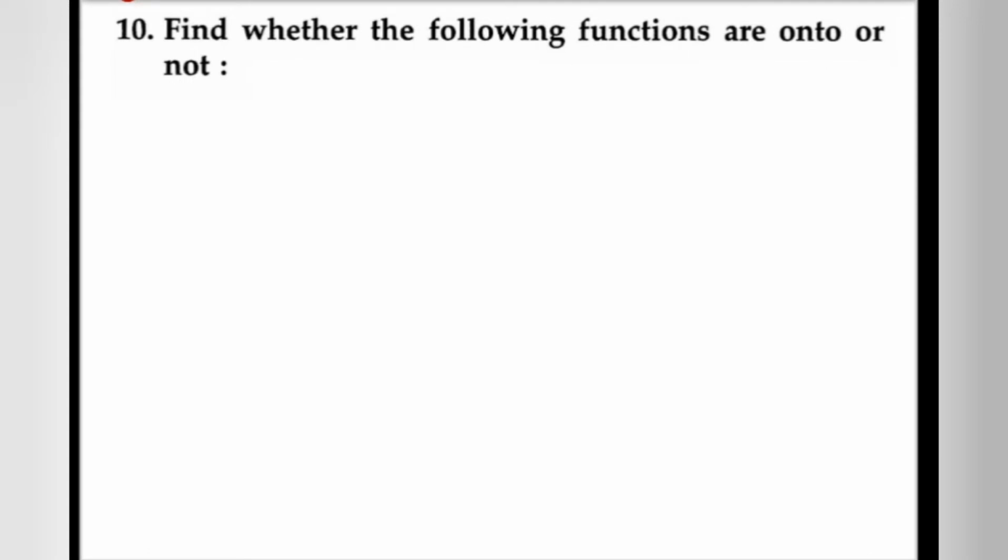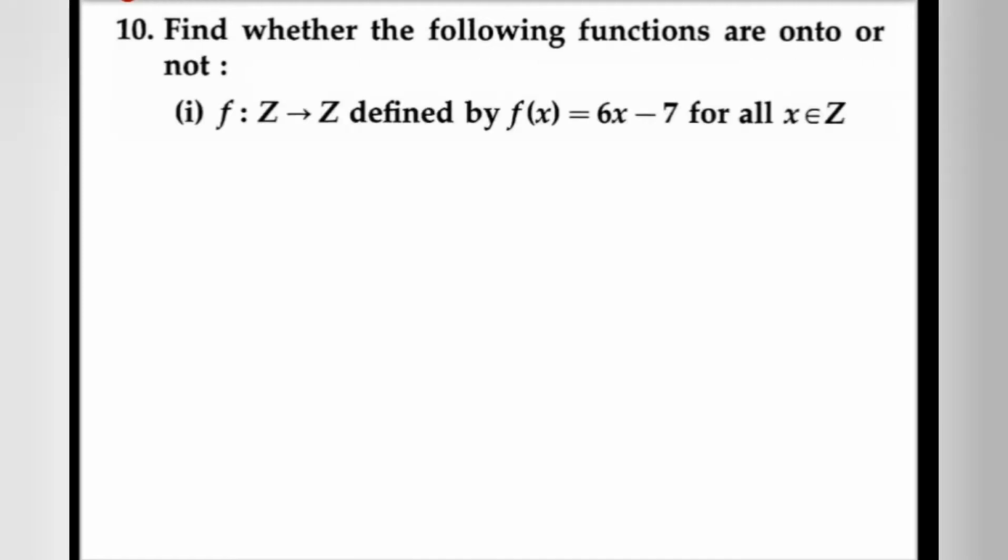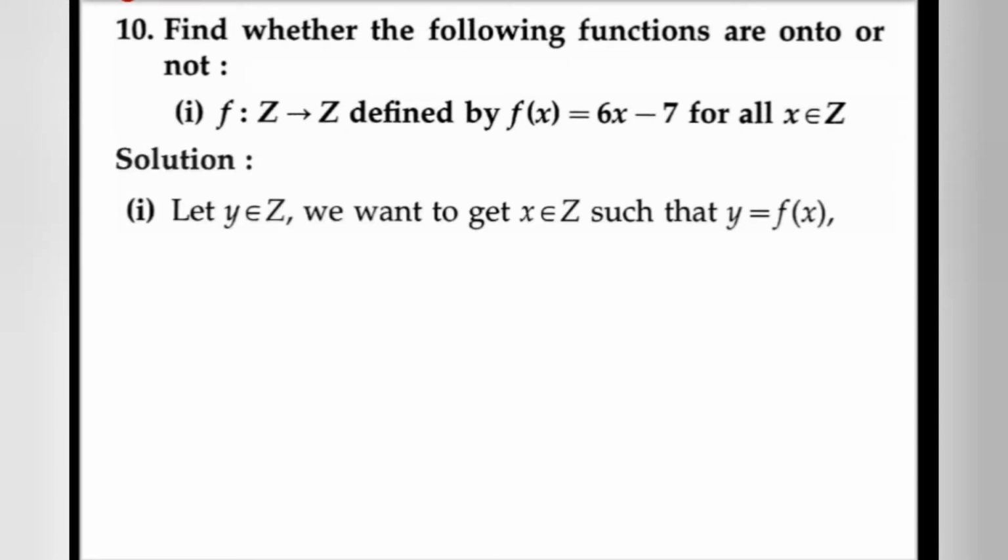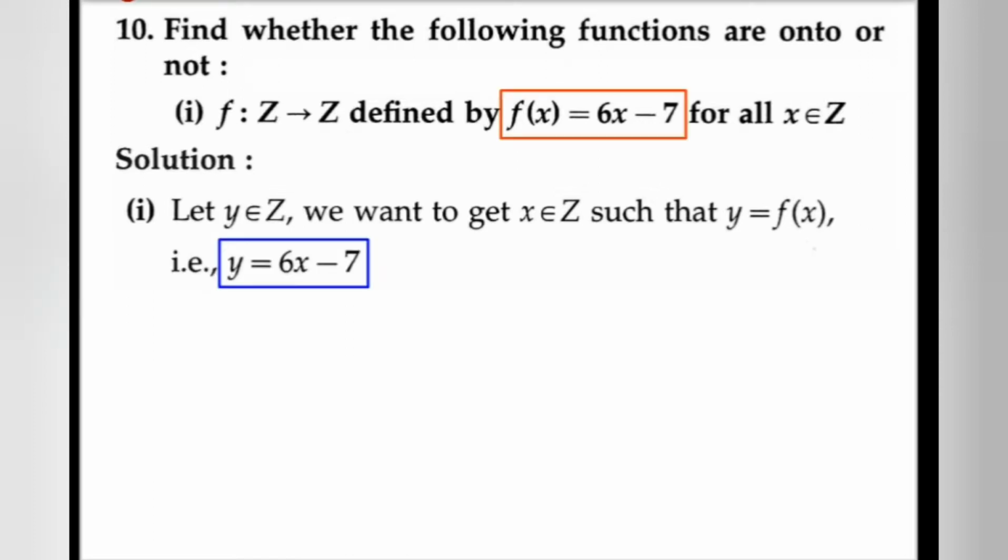Question number 10. Find whether the following functions are onto or not. Number 1. Function from Z to Z defined by f(x) = 6x - 7 for all x belongs to Z. Solution. Let y belong to Z. We want to get x belonging to Z such that y = f(x). That is, y = 6x - 7.